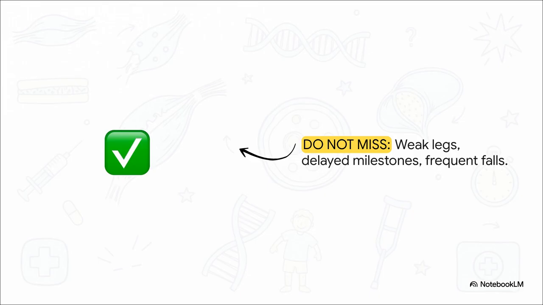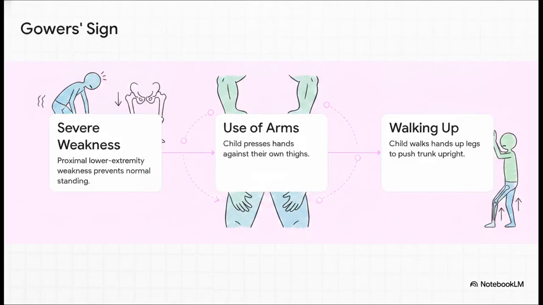Honestly, parents will usually bring their kid in because they just aren't keeping up physically with their friends on the playground. And that brings us to one of the most famous clinical indicators you will ever see, Gowers' sign. Let's break down the mechanics here step by step. First, there's severe weakness in the hip and proximal lower extremity muscles, which means the kid can't just stand up normally from the floor. So step two, they have to use their arms and hands, pressing them hard against their own thighs. Then step three, they literally walk their hands up their own legs to push their trunk upright. They are manually pushing their body weight up because their legs simply can't generate the force.